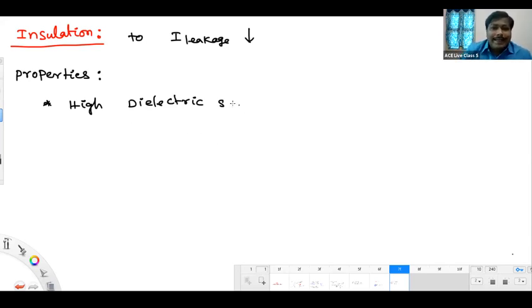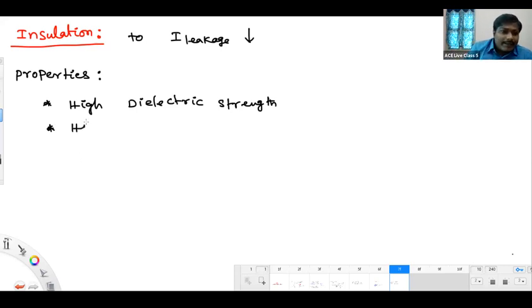Sorry. Yeah, high dielectric strength. This is one of the necessary properties for an insulator. Next one, it will be high resistance, meaning high insulation resistance. Generally, this insulation resistance will be in the order of megaohms.